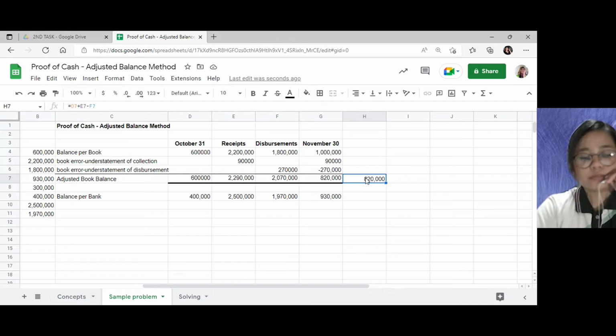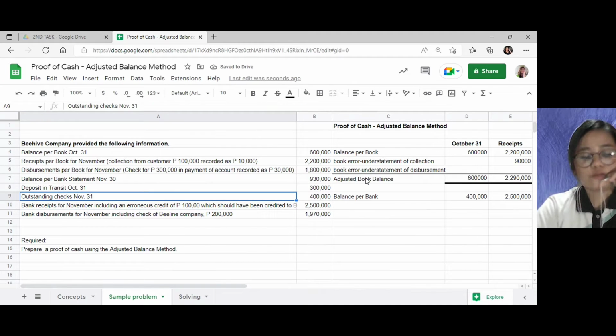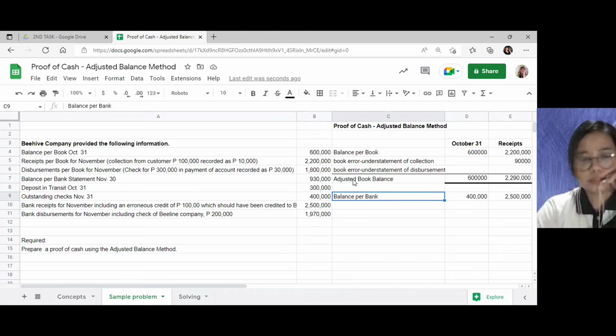this 600,000 plus 2,290,000 and then minus the 2,070,000, so dapat the same lang din siya. So vertically, horizontally, dapat you'll come up with the same amount. So you have 800,000, 820,000.